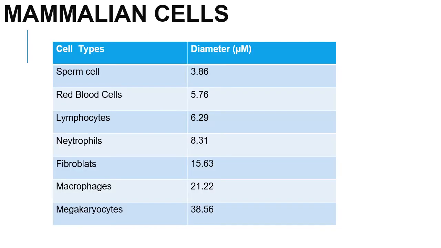Now let us have a look at mammalian cells with different sizes. For example, sperm cells have a size of 3.86 micrometer, and RBCs, that is red blood cells, are 5.76 micrometer in diameter. So in terms of size, different mammalian cells are different from each other. Similarly, cells are different in terms of density as well as the metabolic reactions and cell surface receptors present on the cells.